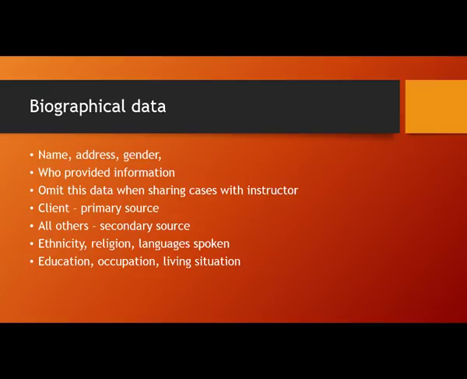The client is considered your primary source. Remember, we've talked about primary sources, like a book: if you have Jean Watson's theory of caring, and you have a book by Jean Watson, that's a primary source. But if you have a nursing theory book by somebody else that talks about Jean Watson's theory, that's a secondary source. The same way, the client is the primary source and everybody else is a secondary source, such as wife, children, etc.